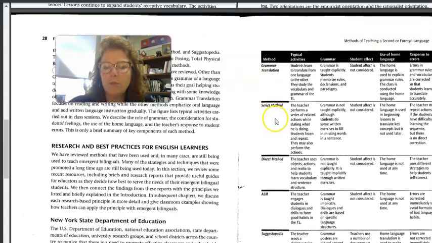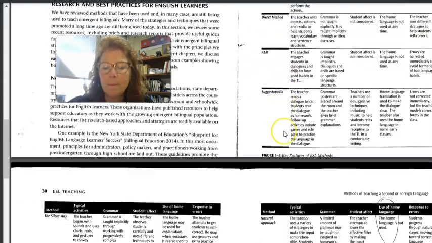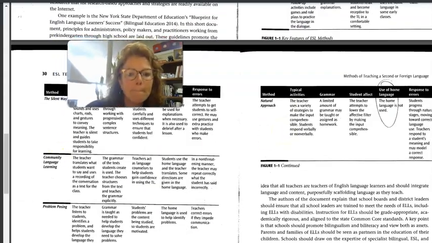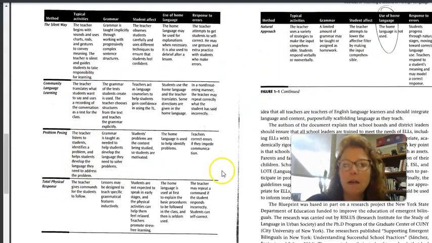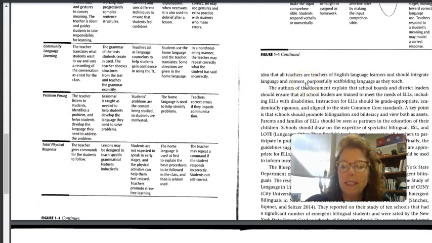Reviewing these methods, I better move myself. Grammar translation, make sure you know it. I'm going to tell you the ones you need to know. Grammar translation, ALM, problem posing, TPR. That's it. Those are the ones you really need to use.